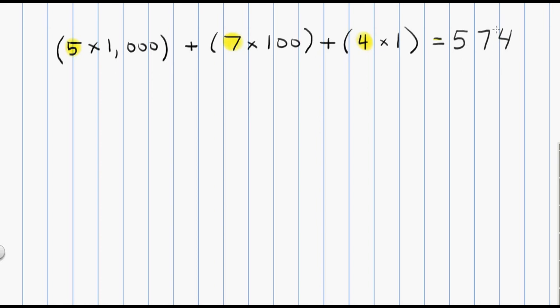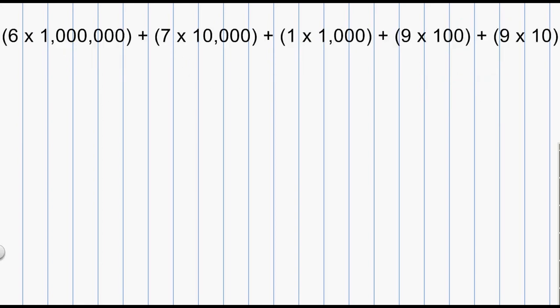Well, the problem is 574 is not the correct answer. If you remember when we just worked this out, the correct answer to this problem is 5,074. So this is not a good way to do this. And unless you really know what you're doing, as often as not, you're going to come up with the incorrect answer doing this.